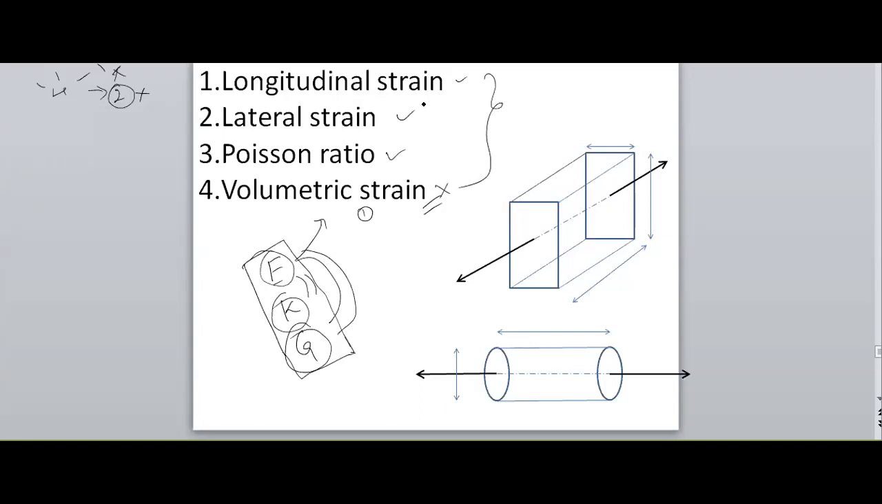First one is longitudinal strain. What is a longitudinal strain? And what is a lateral strain? What is a Poisson ratio? What is a volumetric strain? And next, what is Young's modulus? What is bulk modulus? What is shear modulus? I need to define all these components, and I need to get a relation between all these things.